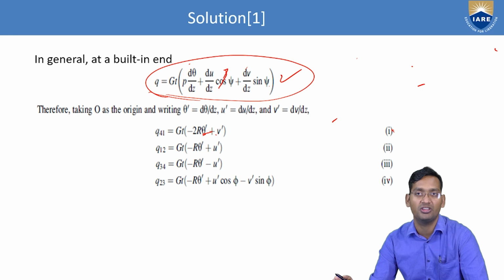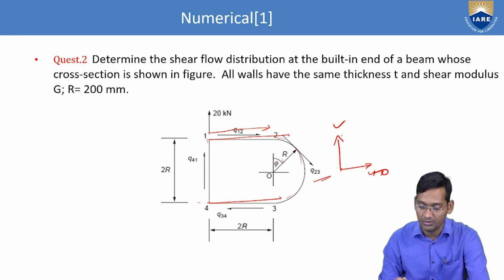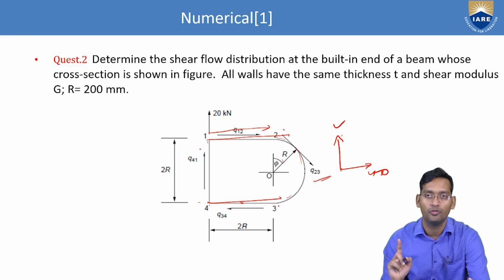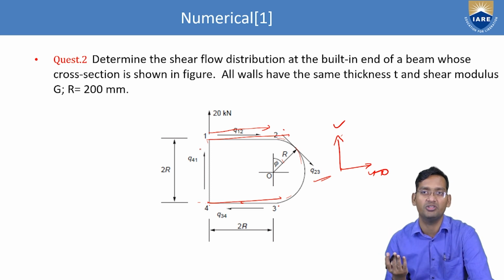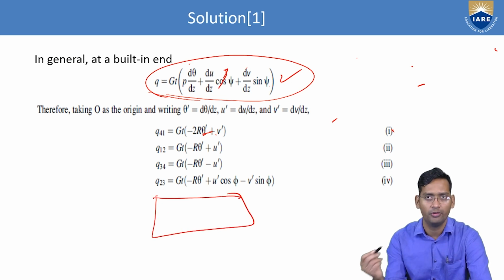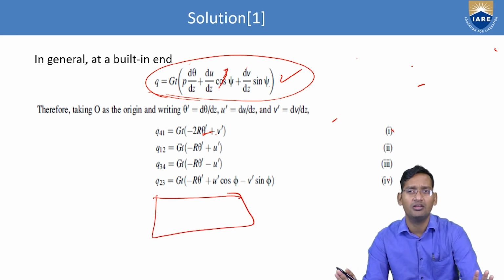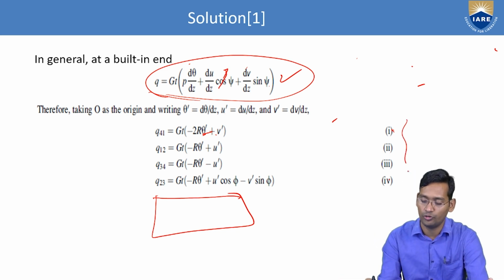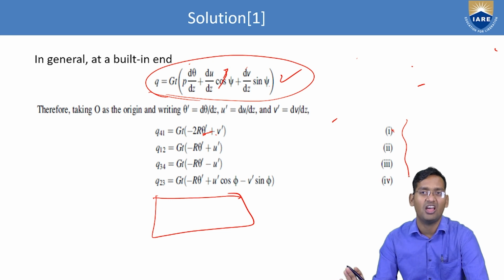So after putting the sign convention, because here 4 walls are there. If suppose 5 walls are there, like here 1 to 2 is 1, 2 to 3 is 2, 3 to 4 is 3, 4 to 1 is 4. So total 4 walls are there. If suppose 5 walls or 6 walls are there, then you will have 6 equations. Whatever the number of walls is there, that many equations you will have, right? So here 4 walls in both the equations, so that's why we have the 4 walls.